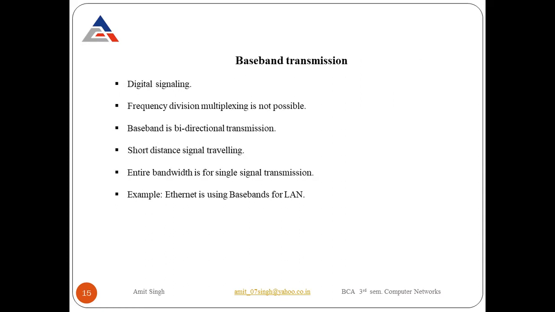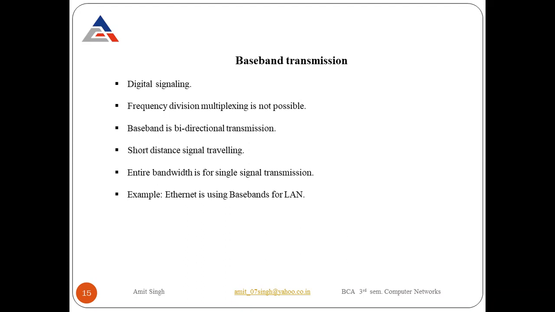Now, the baseband transmission. What is baseband transmission? The first is, it is used in digital signaling. Means digital signals can be transferred in the case of baseband transmission. Clear? Frequency division multiplexing is not possible. We have done the topic of multiplexing where we have the FDM, that is called the frequency division multiplexing. That is not done in the case of baseband. Clear? Baseband is bidirectional transmission. Third, baseband is bidirectional.